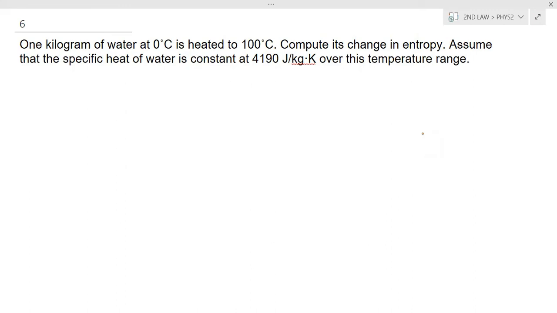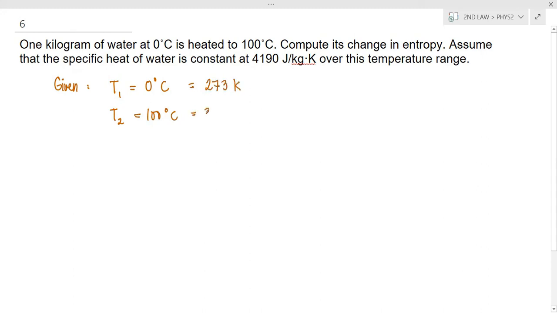I will write our given: T1, 0 degrees Celsius, and T2, 100 degrees Celsius. Converting this into Kelvin, this is 273 Kelvin, this is 373 Kelvin. We have our mass that is 1 kilogram and our specific heat, or our C, that is 4,190 joules per kilogram times Kelvin. Recall that we also have this formula in our previous discussions where Q is equal to MC delta T.